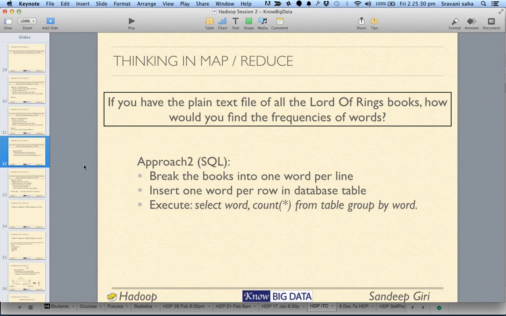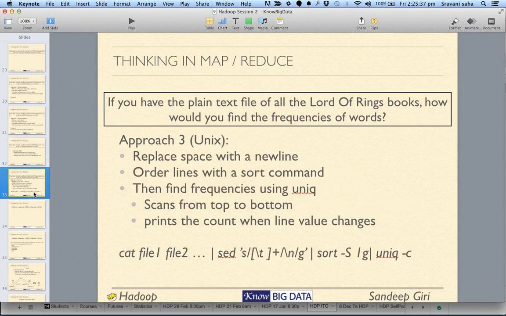All right. So this is the second approach where we have utilized the database to do the job. Now the third approach is the Unix way.